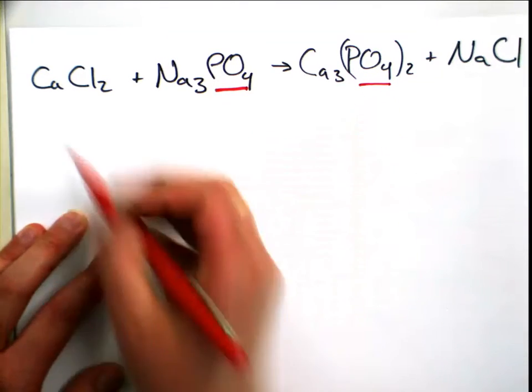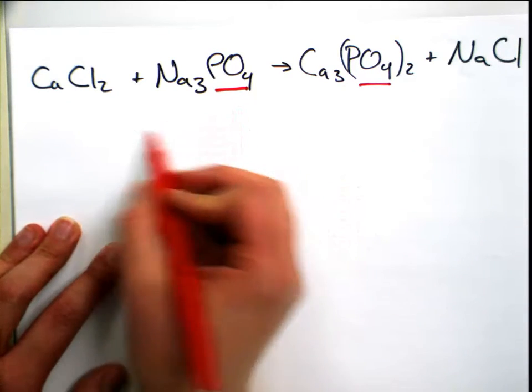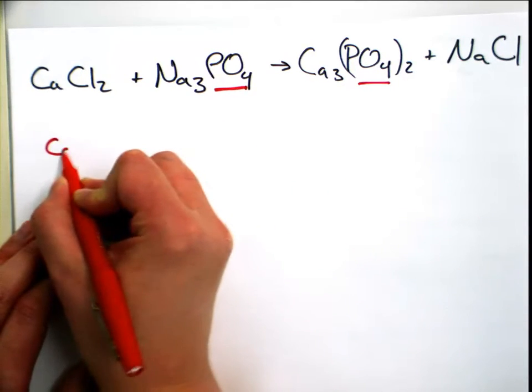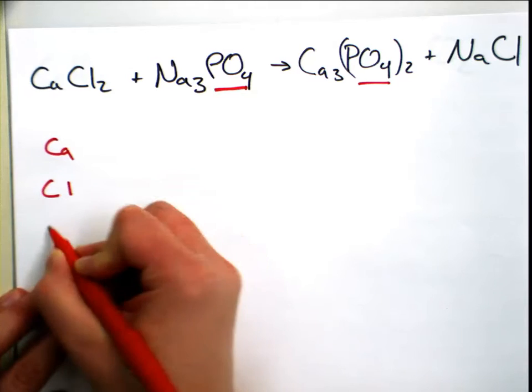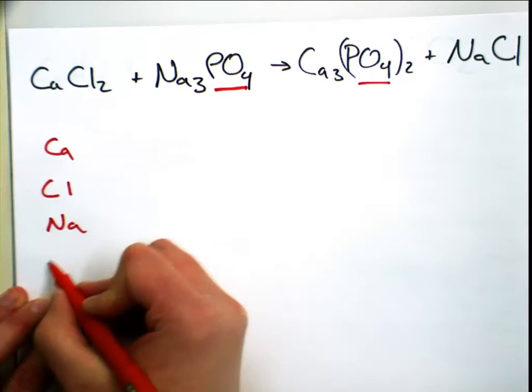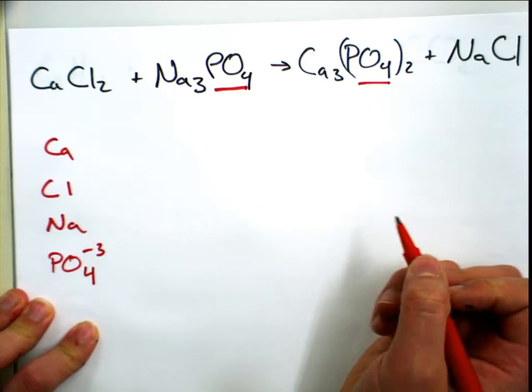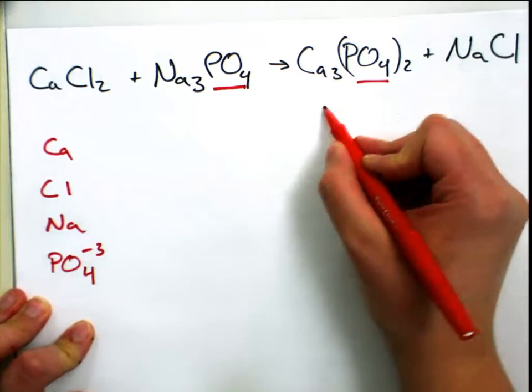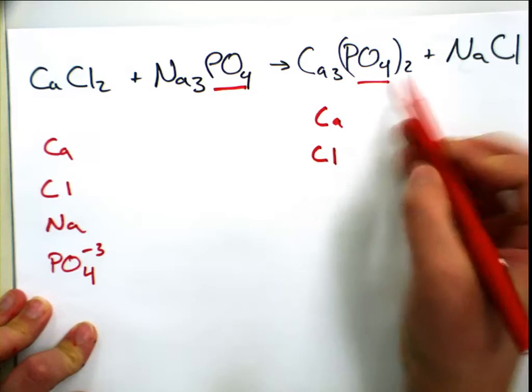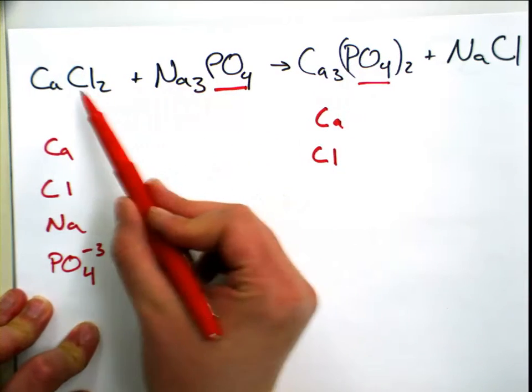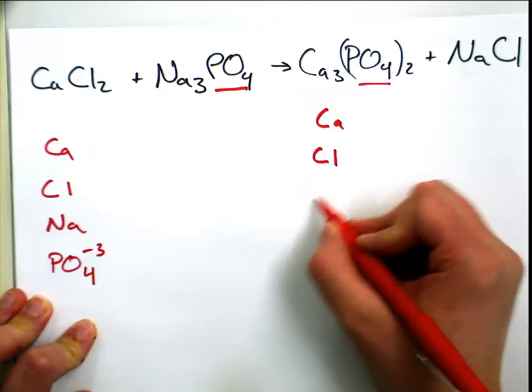So when I write the chart to tally up each element, I can write calcium, chlorine, sodium, and then the polyatomic ion phosphate, PO4, with a -3 charge. And I can do the same on the product side. And we can do this because notice we don't have phosphorus or oxygen anywhere else in the equation.